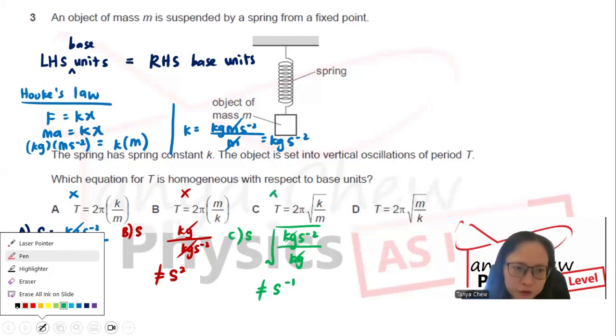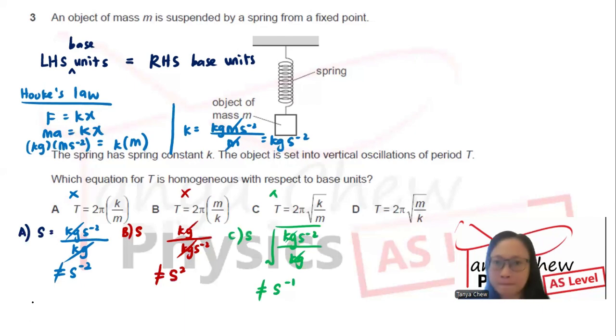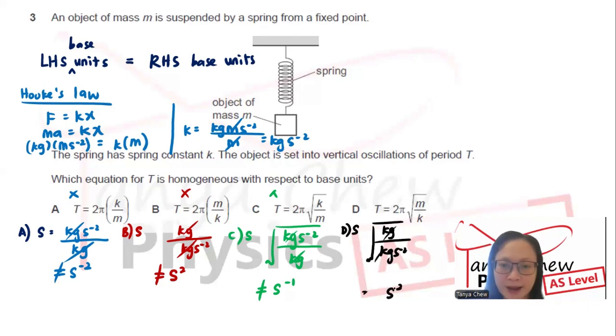And you're supposed to know that D is supposed to be the answer, but I'll just confirm that D is the answer. Let me prove it. Left-hand side unit is second. Right-hand side unit is kilogram, that's the mass, per kilogram per second square, square root. And kilogram cancel. S to the power of -2, you just move up, become S to the power of 2, or S squared, square root it, you get S. So left-hand side unit equals right-hand side unit. D is your answer.